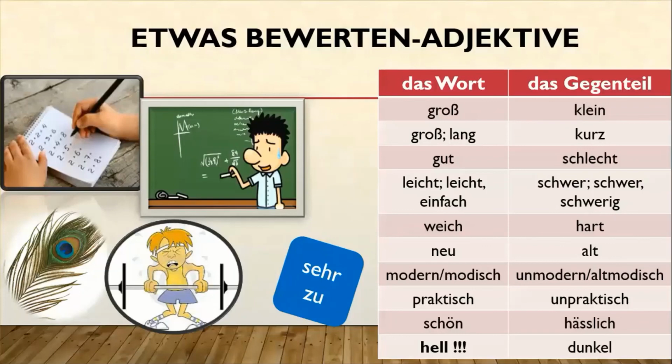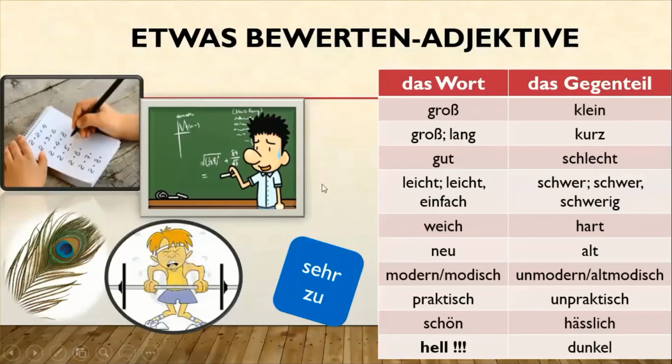In the same way, we can use schwer to mean that something is heavy in weight. We can also use schwer to mean that some task or work is difficult to do. But then we can also use schwierig to mean that some task or work is difficult to do. But we will not use schwierig to say that something is heavy in weight.